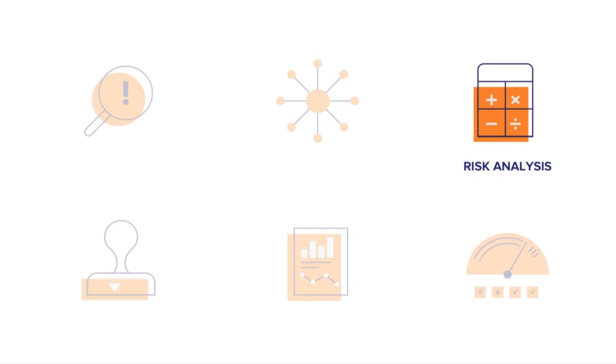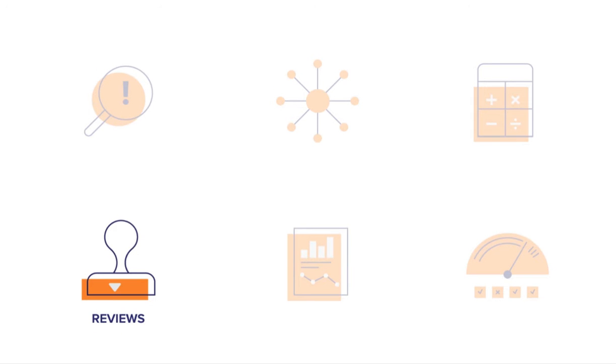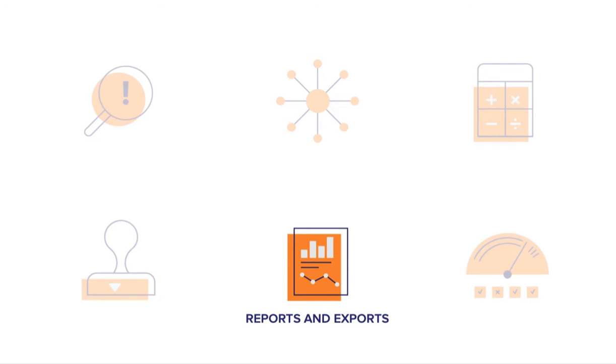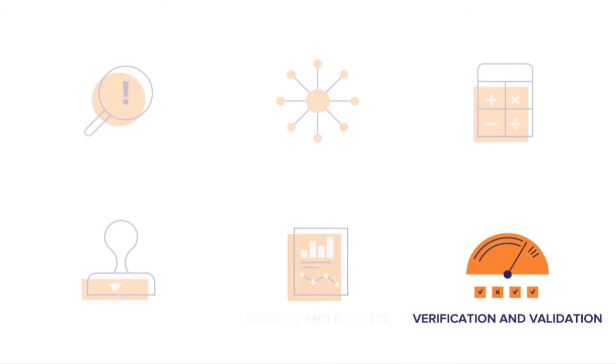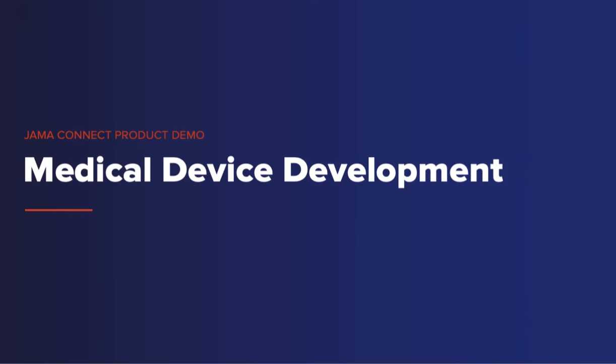managing risk analysis according to ISO 14971 directly in the platform, increasing stakeholder visibility and participation in the review process, building reports and exporting data for audit preparation or feedback into your quality management system, and managing test cases used for verification and validation to comply with FDA and ISO regulations. Let's take a look at how it all works within Jama Connect.